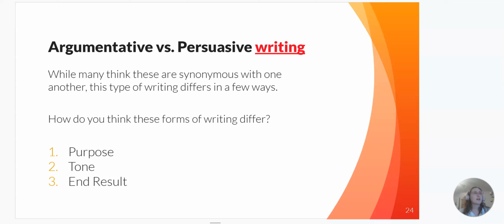So the first thing, as I mentioned, they're often really synonymous with each other, but there are three main ways that they differ, and it is in the purpose, so why was it written; the tone, which is how it was written; and then the end result, which is what happens after someone reads it. Those are the three main ways that they're different, and I'm going to explain those a little bit more in depth with you now.